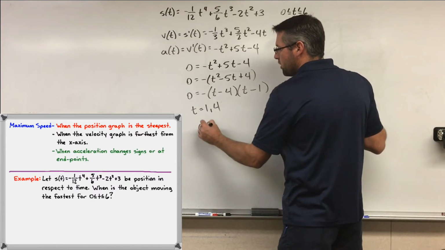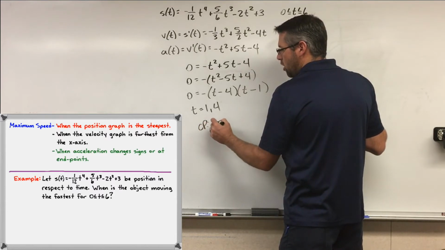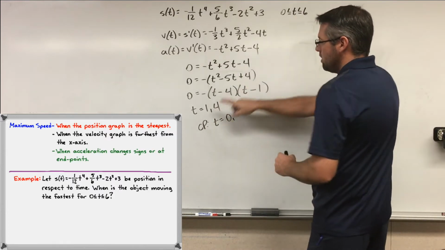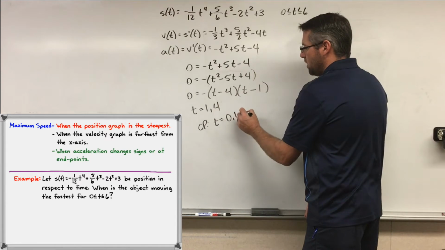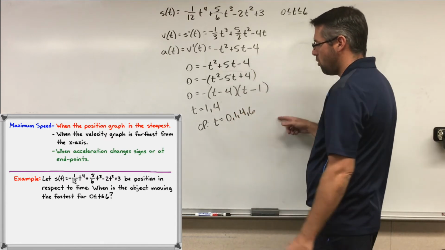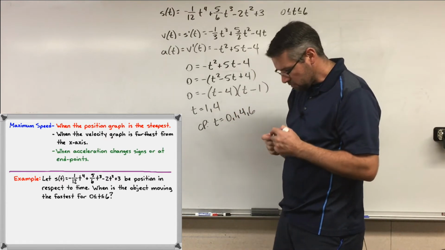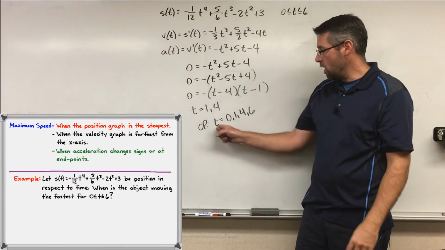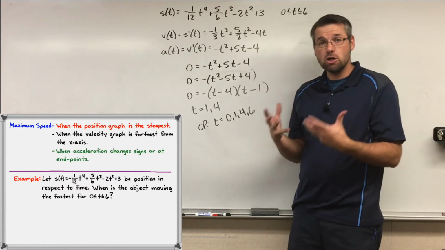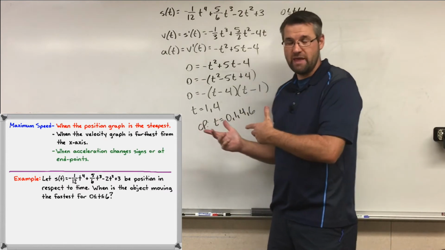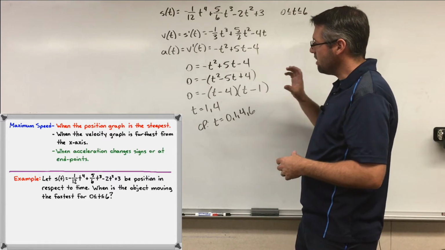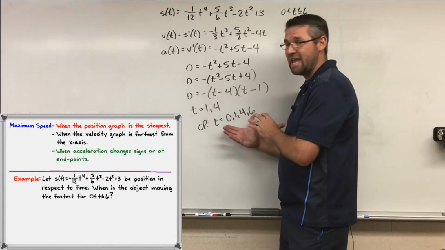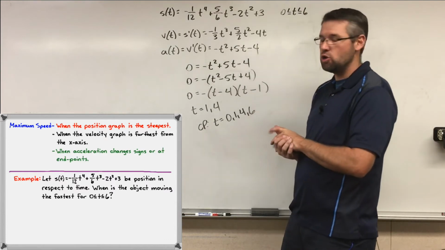So we would say our critical points are t equals, well, our endpoints, 0, and our zeros for acceleration, 1, 4, and 6. Those are our critical points. What that means is that the maximum speed occurs at one of these 4 points. It's our job to figure out which one that is. Okay, so we identified the possibilities. We'd use the word candidates. These are all the potential candidates that maximum speed could occur at.